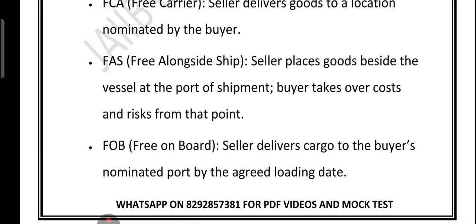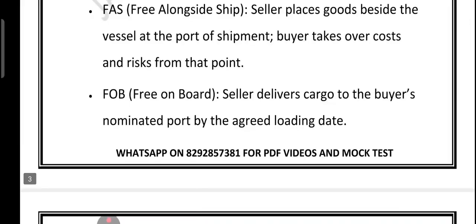Then we have the FAS, which is called free alongside ship. So the seller brings the goods right beside the ship at the loading point. Once the goods are placed there, the buyer handles all the cost and all the risk. That is called FAS. FAS full form is free alongside ship, which means the seller brings the goods right beside the ship at the loading point, because the name itself says free alongside ship. So what is the role of the seller? The seller brings the goods right beside the ship at the loading point. Once the goods are placed there, the buyer handles all the cost and all the risk.